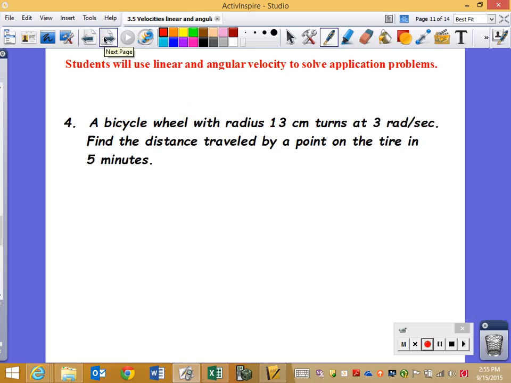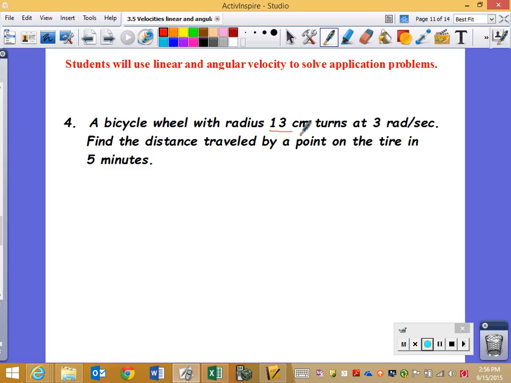Let's do another example. A bicycle wheel with radius 13 centimeters turns at 3 radians per second. Find the distance traveled by a point on the tire in 5 minutes. Okay, so this is your typical linear velocity equation. However, we have one more step to do at the very end, and that's to find the actual distance it travels. So let's first find the linear velocity.